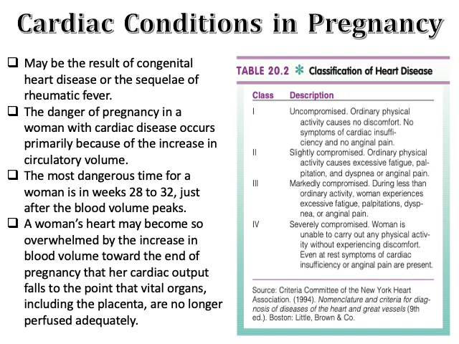Cardiac conditions in pregnancy may be the result of either congenital heart disease or sequela of rheumatic fever. When you say congenital heart disease, pinanganak yung babae na talagang may sakit siya sa puso. Or kung acquired naman, no, like rheumatic fever, nagkaroon siya ng heart condition after birth.